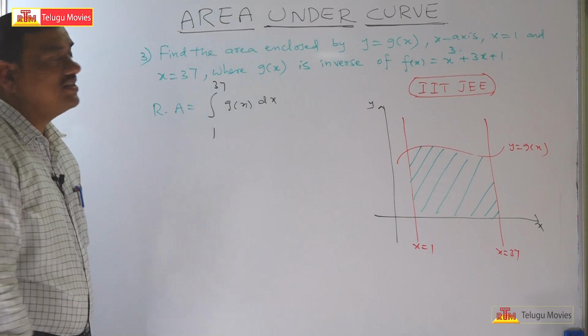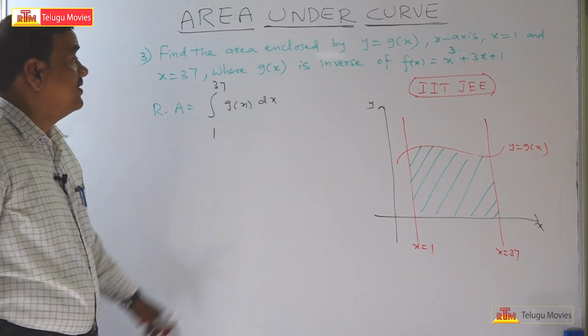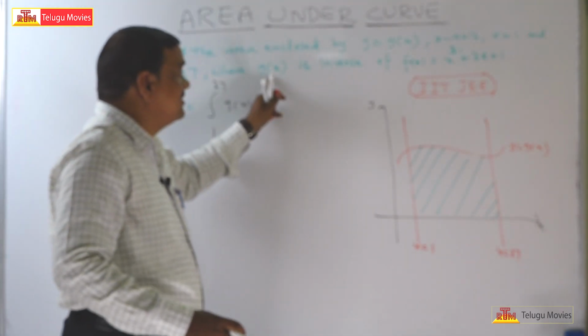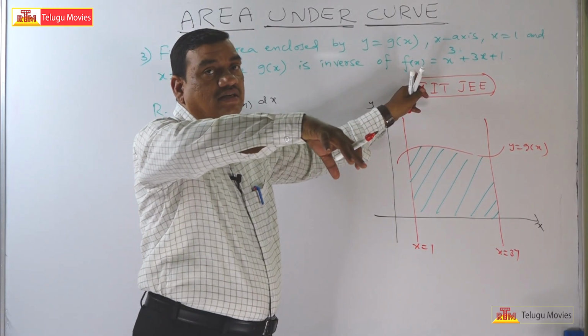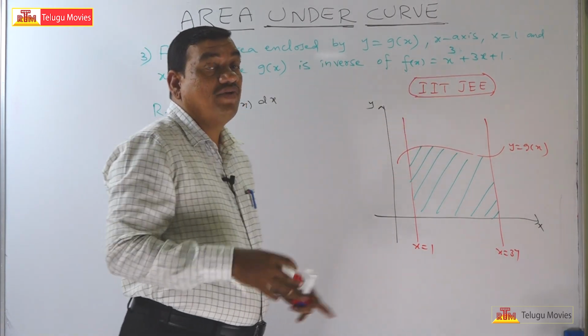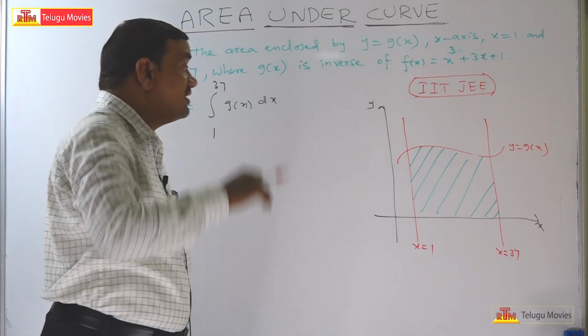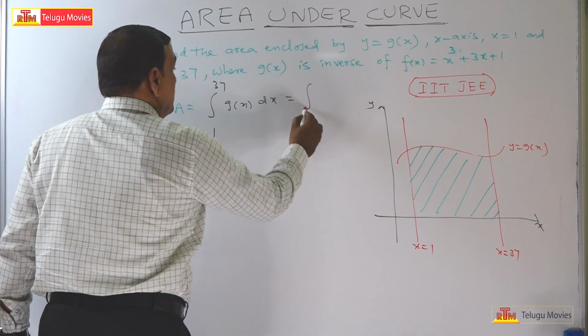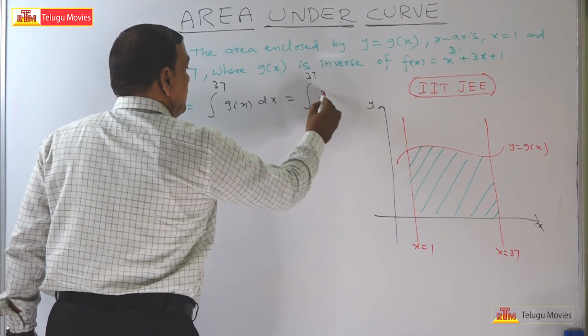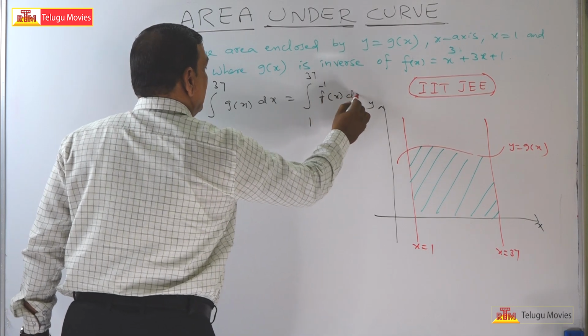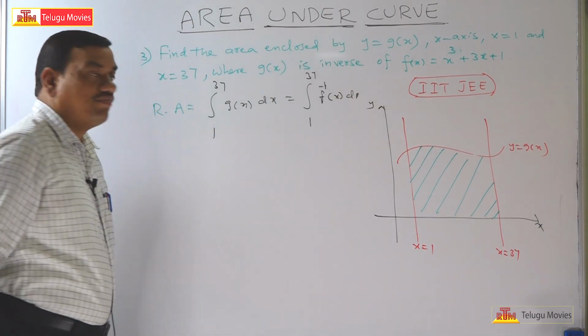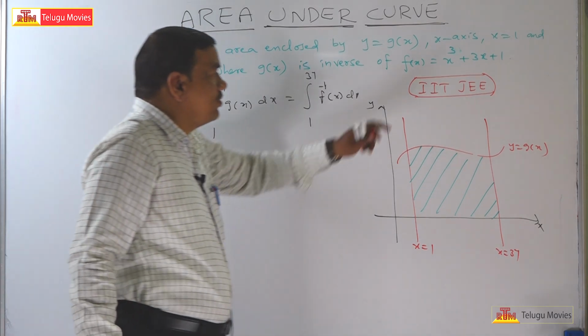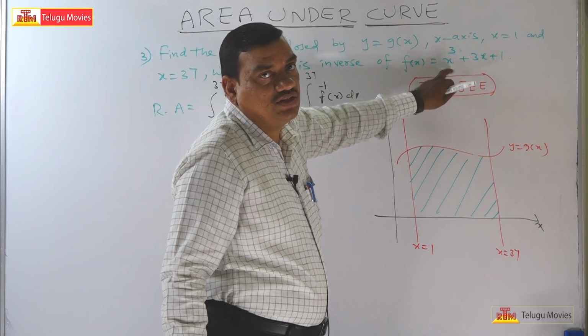But here g of x is not given. G of x is given as the inverse of f of x. G of x is not equal to f of x, g of x is equal to the inverse of f of x. That means the integral from 1 to 37 of f inverse of x dx. That means you have to find out the inverse function of this function f of x.